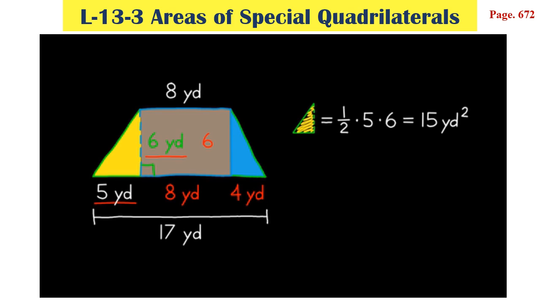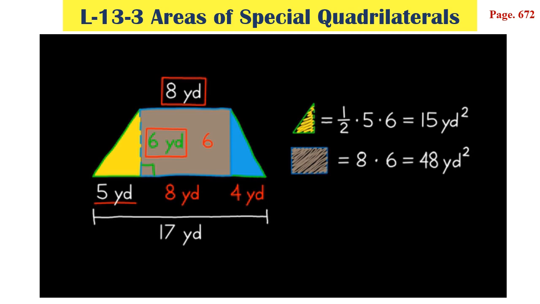Next, we will find the area of the rectangle. Its length is 8 yards. Its width is 6 yards. Remember, the formula for finding the area of a rectangle is area equals length times width. The area of this rectangle is 8 times 6, which equals 48 square yards.